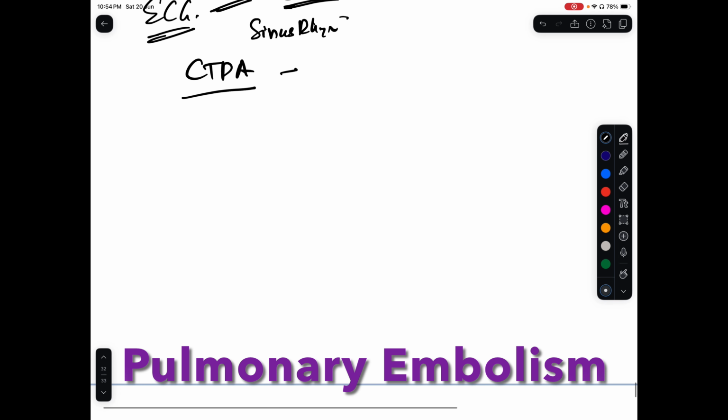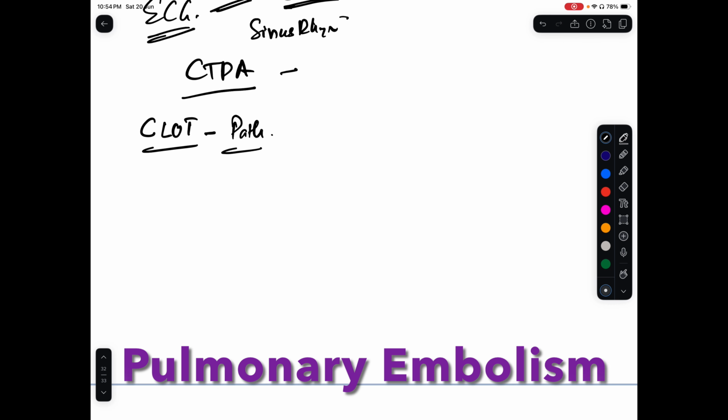Now clots. What about clot formation? What is the pathogenesis? How are clots formed? There can be different causes. What happens in these? There is endothelial injury, blood stasis, platelet elevation, increased viscosity.